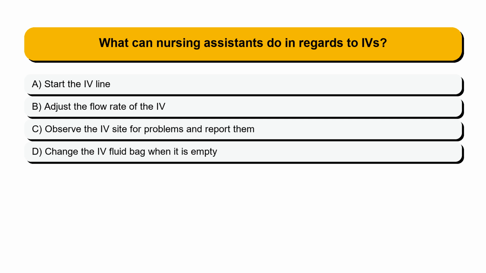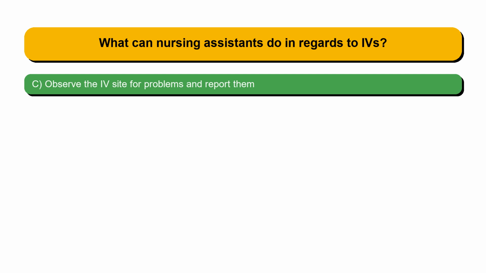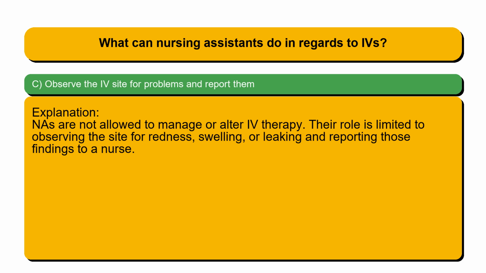Question 17. What can nursing assistants do in regards to IVs? Option A, start the IV line. Option B, adjust the flow rate of the IV. Option C, observe the IV site for problems and report them. Option D, change the IV fluid bag when it is empty. The correct answer is option C, observe the IV site for problems and report them. NAs are not allowed to manage or alter IV therapy. Their role is limited to observing the site for redness, swelling, or leaking and reporting those findings to a nurse.